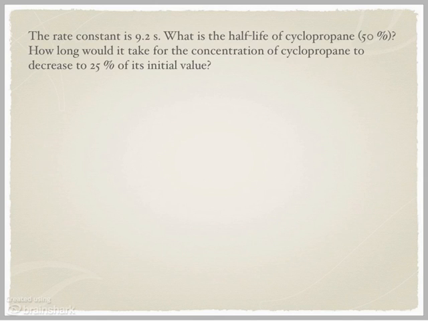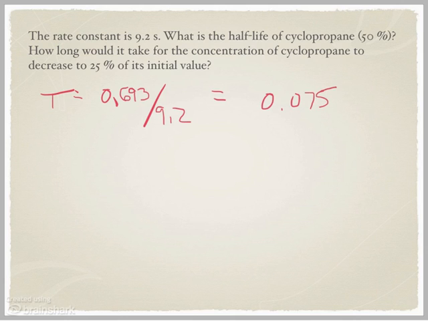So for instance, let's just go over an example of how to do this. In this case, they give you the rate constant of 9.2 seconds. They want to know the half-life of cyclopropane, which if you're talking about 1 half-life, you're talking about 50% of this being decomposed. So the simple way of doing this is just basically T equals 0.693, and that's over your rate constant, which in this case is just 9.2. So if you do out that math, you end up with 0.075 per second, and that's going to be your half-life in this case.